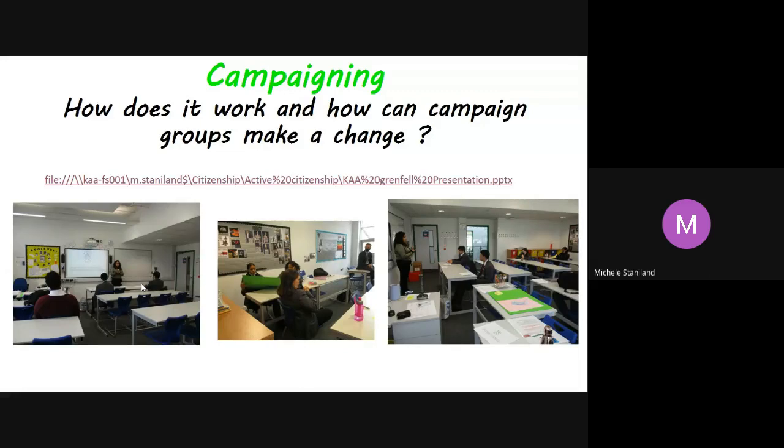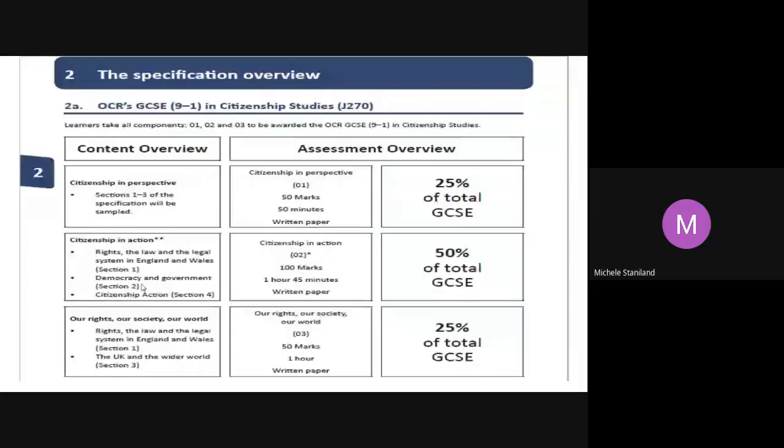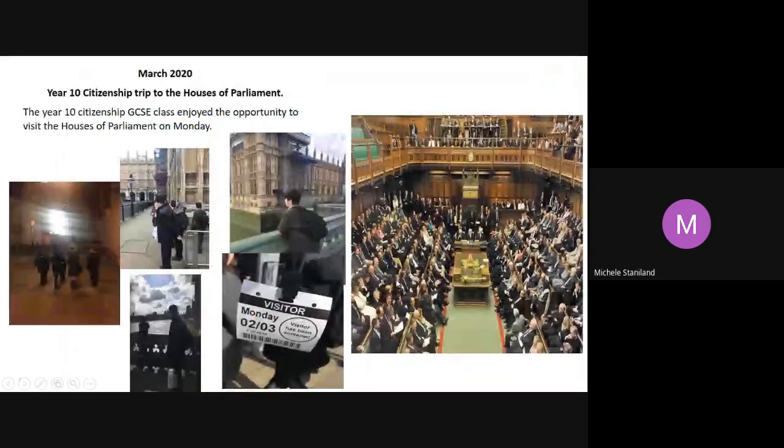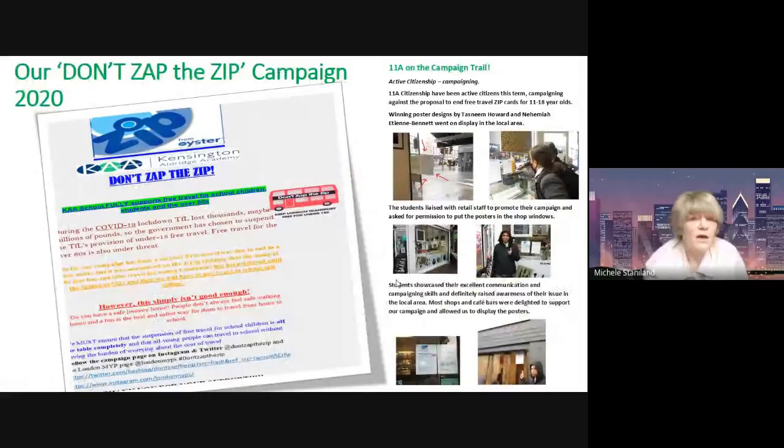So just to go back with you and how it is assessed. There's 3 papers, as you can see here. There's one paper here, Citizenship and Perspective, another long paper that has the most marks, which is the Citizenship in Action, and it's for that paper here that you'll be evaluating the campaign that we choose in year 11 as part of the Active Citizenship Project.